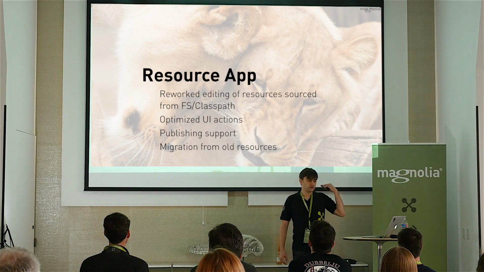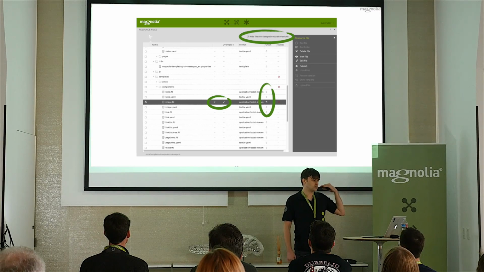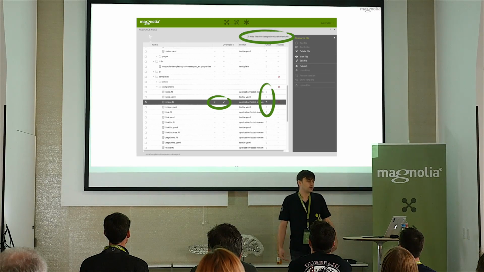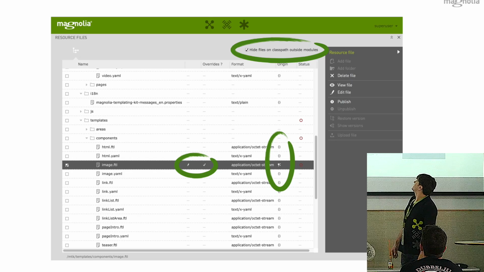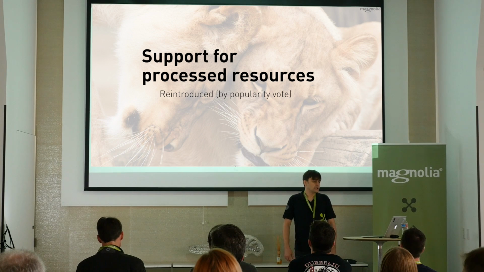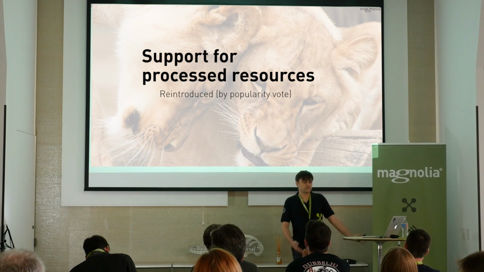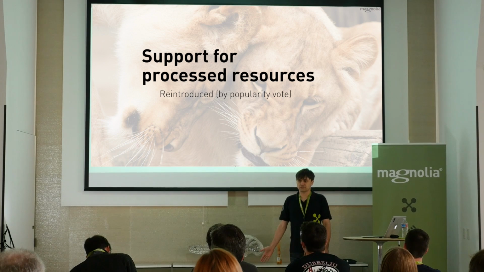Yet another thing that we released with 5.4 was the resources app. After releasing it and getting your feedback, we realized there are certain things we could improve. We did improve them. It's now much easier to see where the resources are coming from, whether they are modified or not, which state they are in. You can filter out the resources coming from different sources, etc. The actions are also reworked there. Yet another thing which we did with 5.4, we retired the process resources.